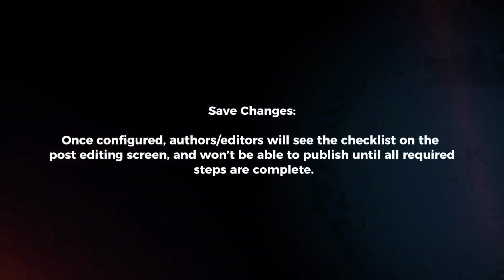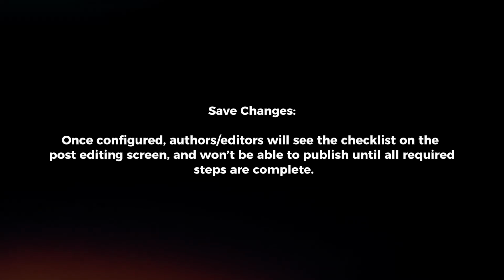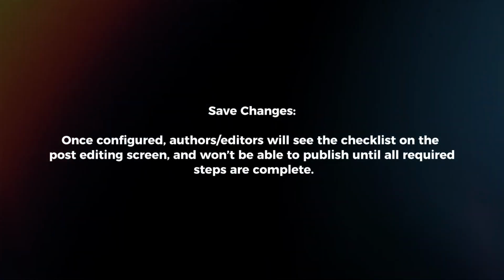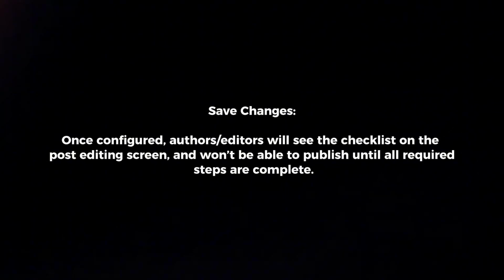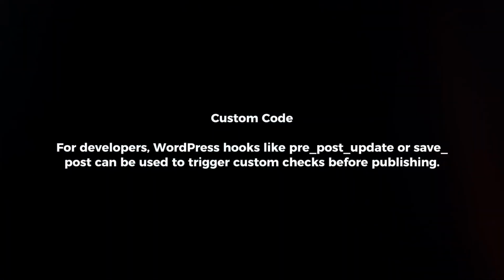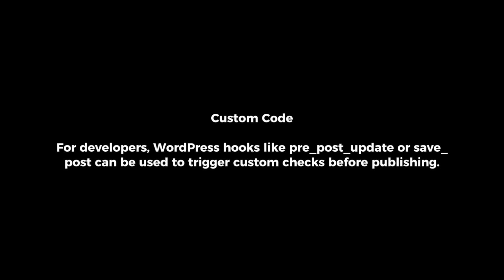Save changes. Once configured, authors or editors will see the checklist on the post-editing screen and won't be able to publish until all required steps are complete. Custom code. For developers, WordPress hooks like pre_post_update or save_post can be used to trigger custom checks before publishing.